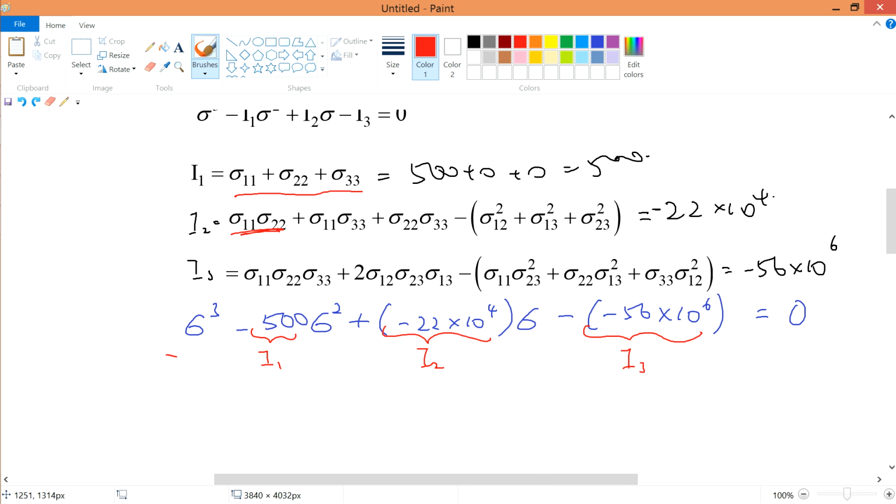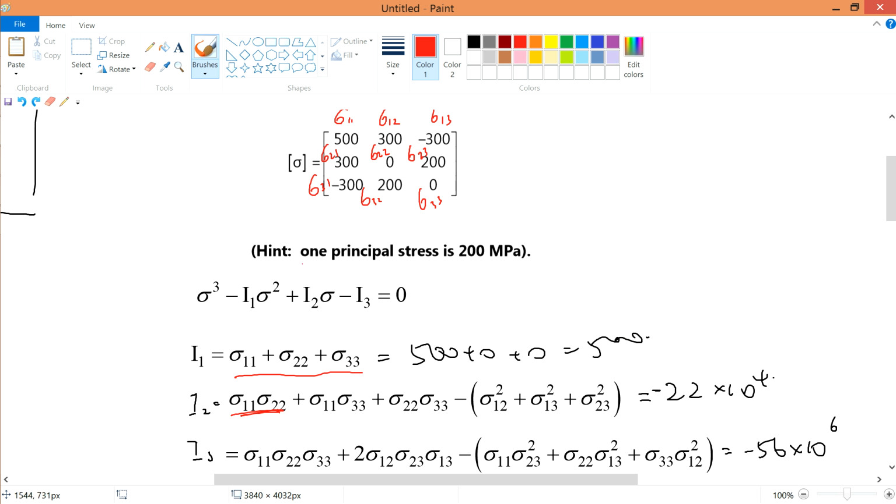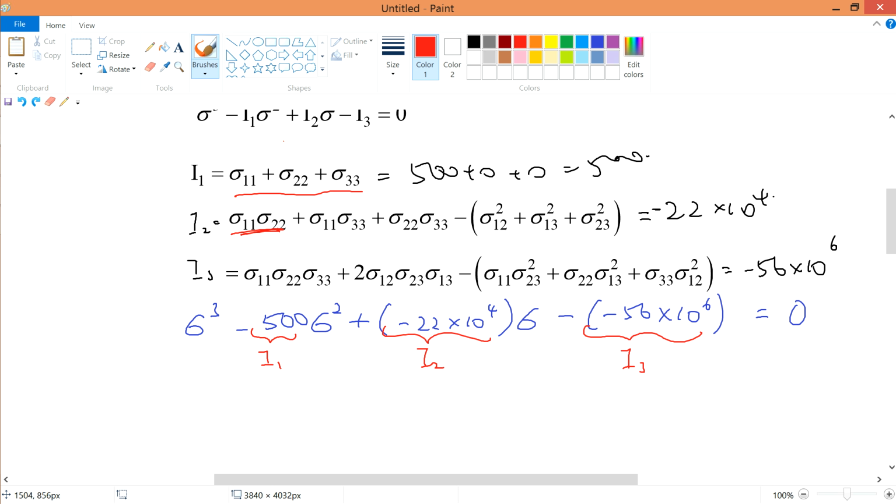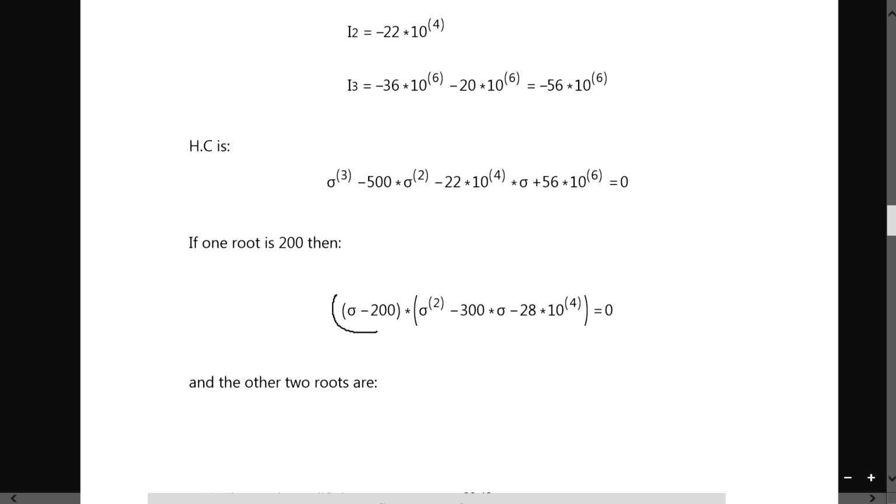With this, you can straight away solve for these roots. One way is that they have actually given you one principal stress, 200 MPa. You can just sub it in, and when you sub it in, factorize it out over here. How you factorize is that you divide everything.